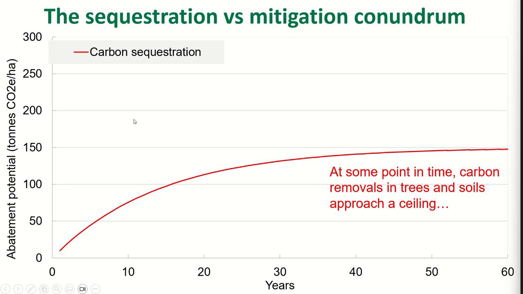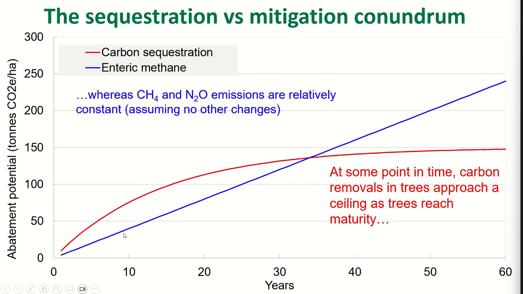That brings me to what I call the sequestration versus mitigation conundrum. If you were to plant trees in some year, the carbon sequestration is a non-linear curve. So it goes up to an inflection point, and after that point the carbon removals or the rate of sequestration diminishes. And that's because trees approach maturity and they're not sucking as much carbon out of the atmosphere. In contrast, if you think about carbon dioxide and methane from your livestock and or nitrous oxide from fertiliser, assuming everything else remains the same, they just keep on continuing upwards. That means it's just a constant emission.